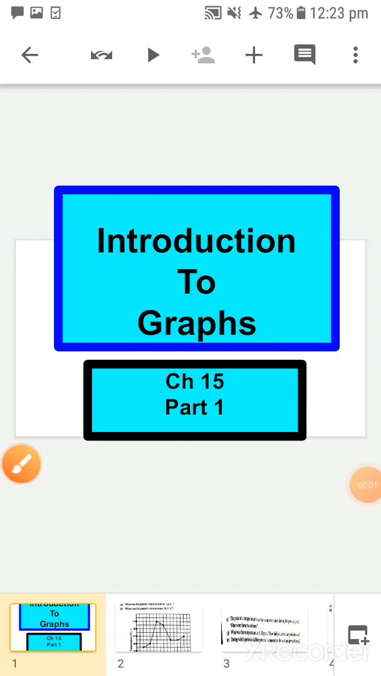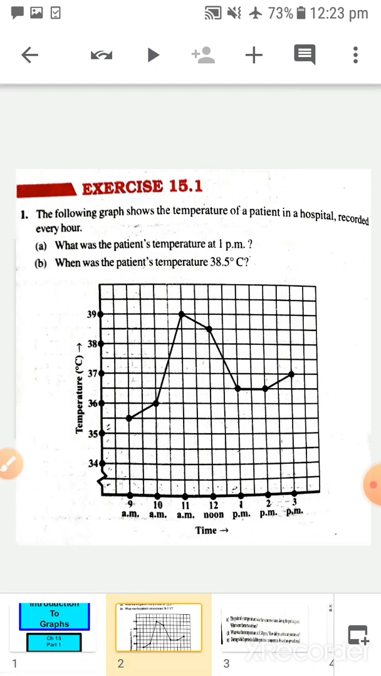Sai Ram children. Today we are going to start a new chapter, chapter number 15, Introduction to Graphs. This is the last chapter of your syllabus. Let's start with exercise 15.1. See children, in this exercise we are going to read the graph. We are not going to make the graph, we are going to read the graph only.